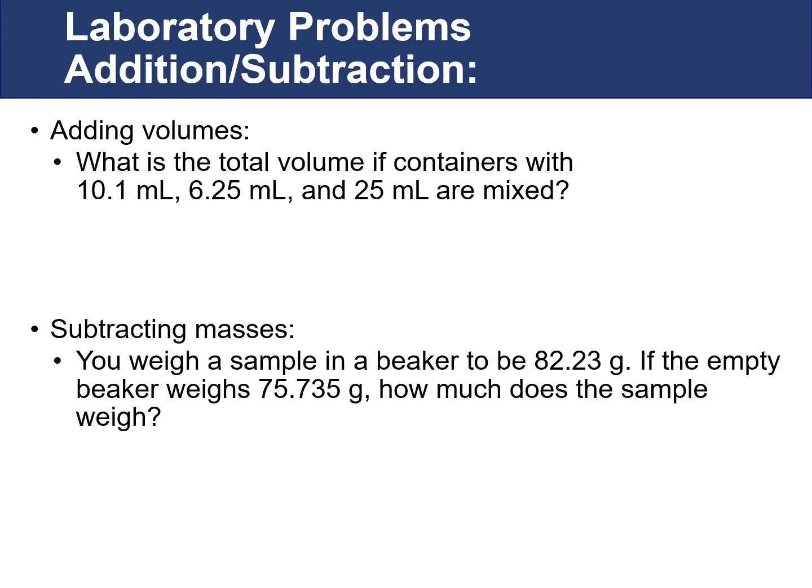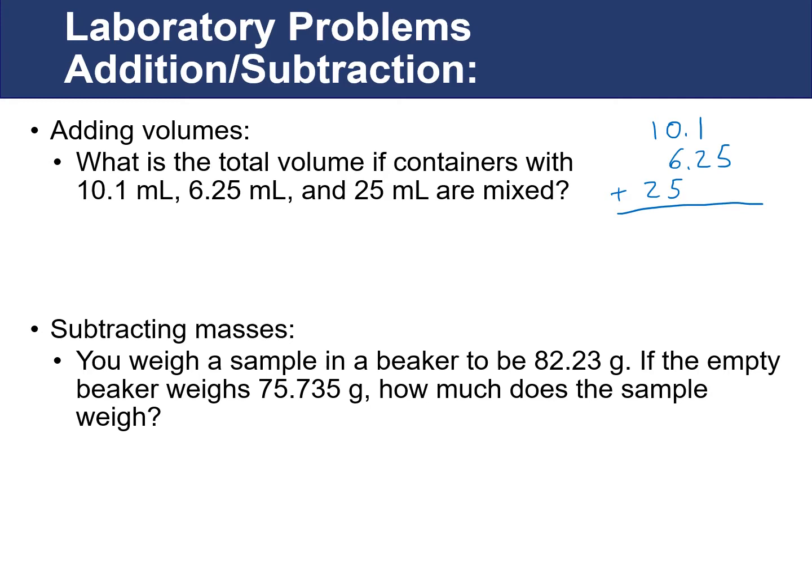So mathematically, we would write them out as 10.1, 6.25, and 25. Now, one of the things you want to do when you're doing addition and subtraction is try to line up your values such that the particular decimal places line up. So the ones place should all be aligned, the tens place should all be aligned, right? The tenths place should all be aligned. You want to make sure that they're all aligned, which will make figuring out your significant figures a little bit easier.